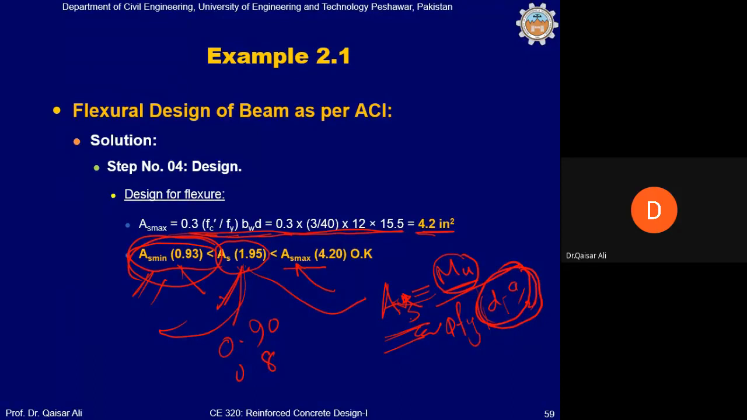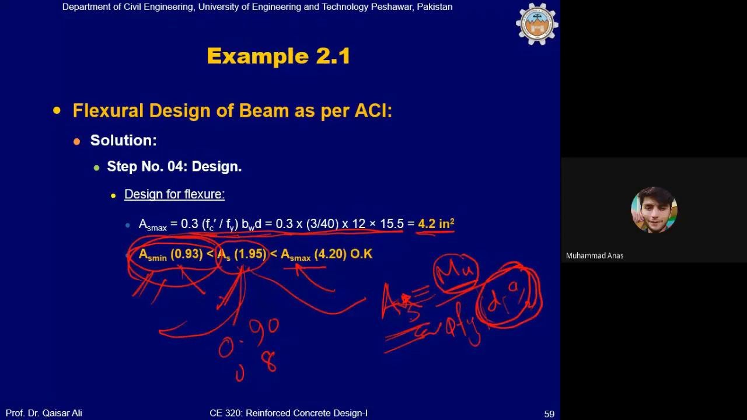If AS comes out to be less than AS minimum, we will always provide AS minimum. And if AS comes out to be more than AS max, then by changing the dimension of the beam, preferably the depth of the beam, because width will not make much difference, we can reduce our AS requirement, so that AS finally comes out to be less than AS max. Okay, I hope this is clear.